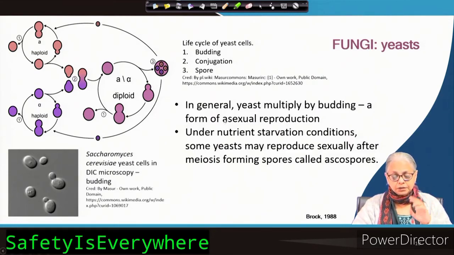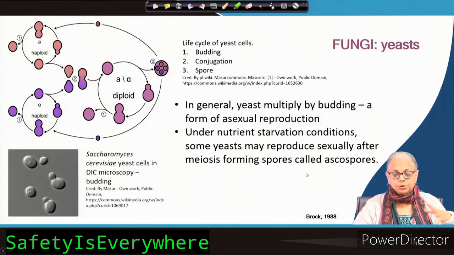And under nutrient starvation conditions, some yeasts are capable of what is called sexual reproduction. So they create haploid cells. The normal budding does not require haploid cells. The cell remains a diploid cell. But under nutrient starvation conditions, they will create two haploid cells. These two haploid cells will create buds which remain haploid and eventually form what are called spores.